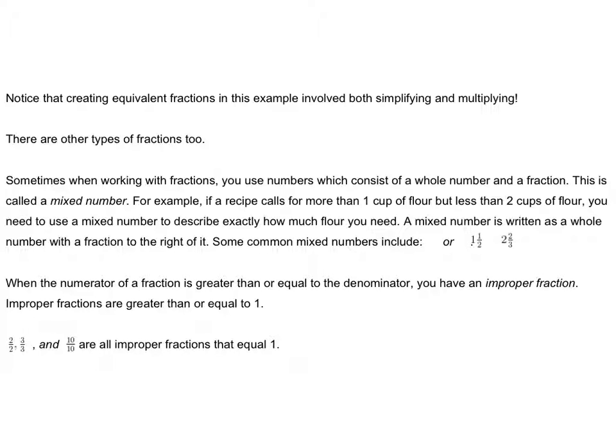When the numerator of a fraction is greater than or equal to the denominator, you have an improper fraction. Improper fractions are always greater than or equal to 1. So here's a few examples of improper fractions. You got 2 over 2, 3 over 3, and 10 over 10. Those are all improper fractions that equal 1.